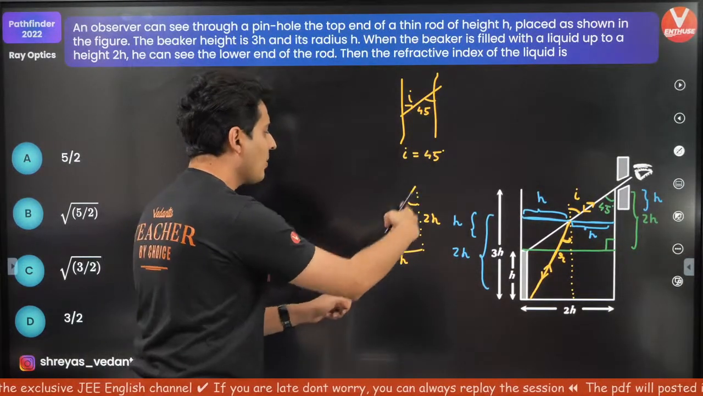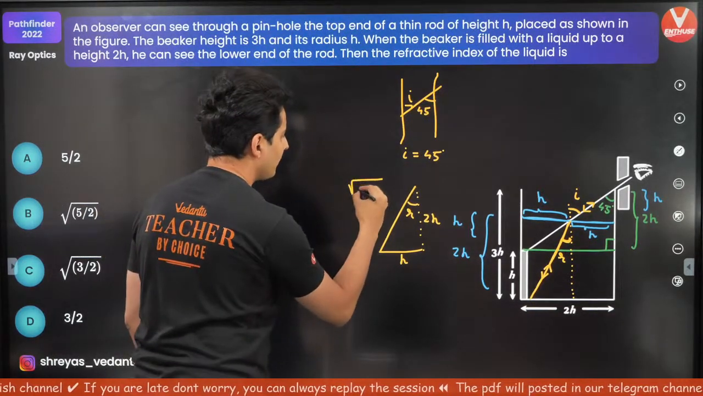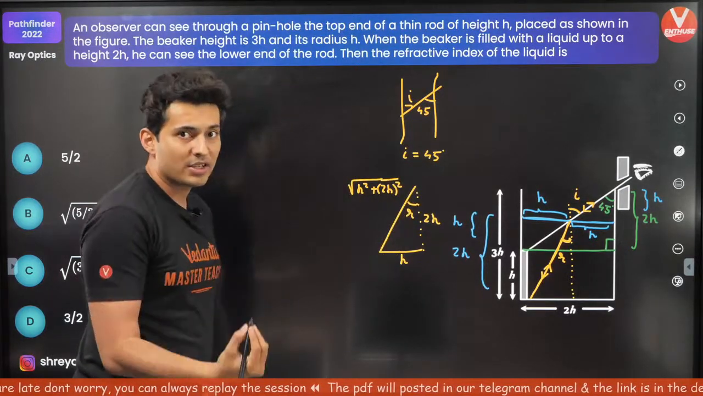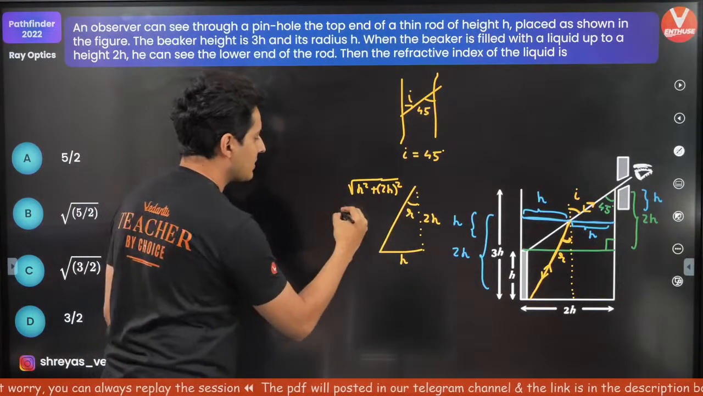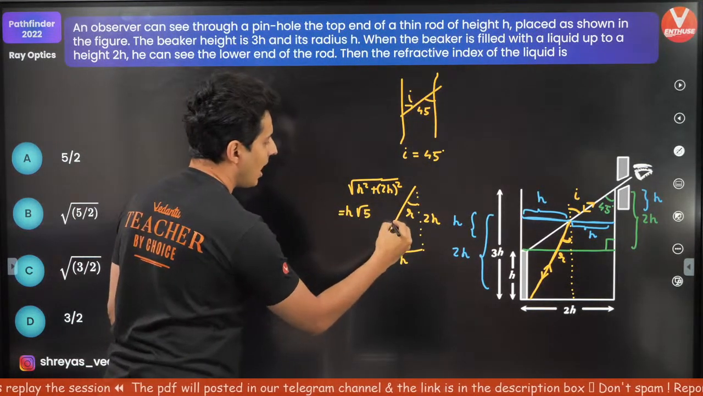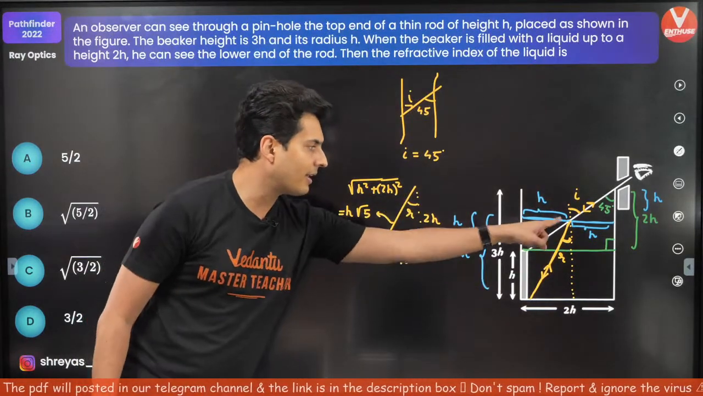How much will the hypotenuse be? It will be root of h square plus 2h whole square. 2 square is 4, 4 plus 1 is 5. h comes outside, so h root 5. That is what the hypotenuse of the right angle triangle is.